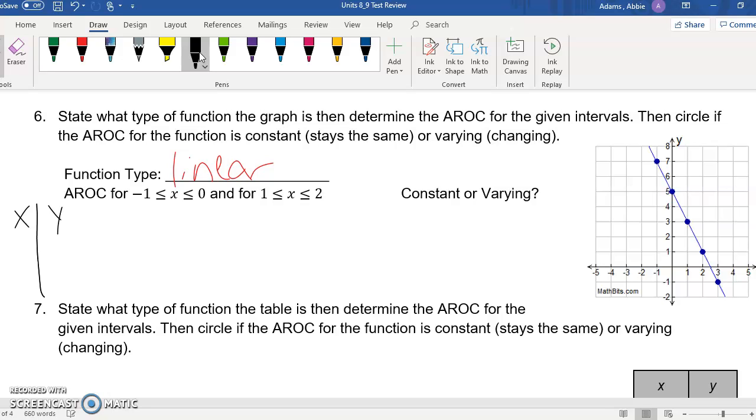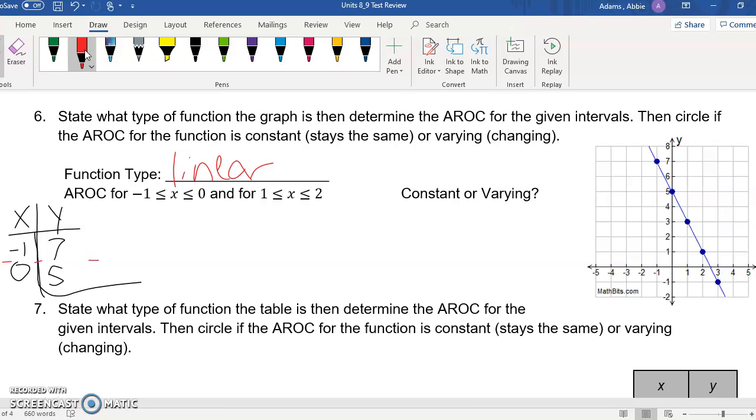For the first interval, we're given where x is -1 and where x is 0. Okay, so when x is -1, y is all the way up at 7. And when x is 0, y is at 5. So once again, we're going to make our slide. I'm going to modify it here just a little bit so I have room to write. And we're going to find our differences. So your change in y is going to be in your numerator, and your change in x is going to be in your denominator.